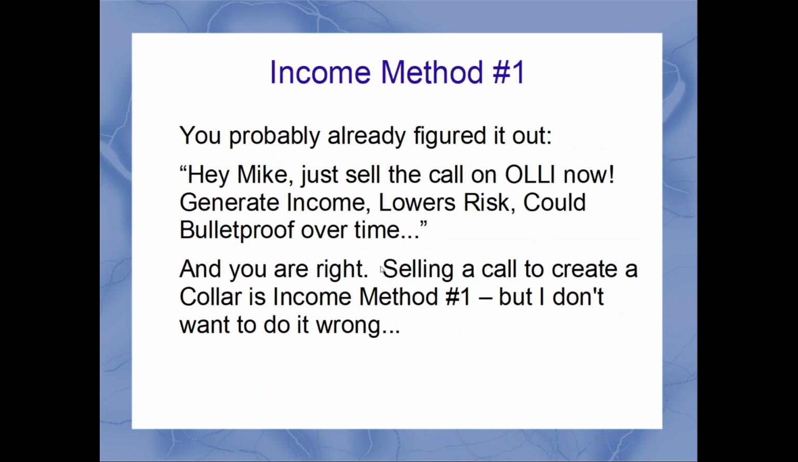As an options trader, whether you're just starting, whether you just applied to trade options, or you've been trading for an extended time with different strategies, you look at a stock structure protected by the proper put, and you say, well, Mike, let's just sell a call on Ollie right now to generate income. We're going to lower the risk. It could easily bulletproof it over time. And you're right, selling a call, sort of as a covered call, but to create a collar, is income method number 1. It's one of the 12 income methods.